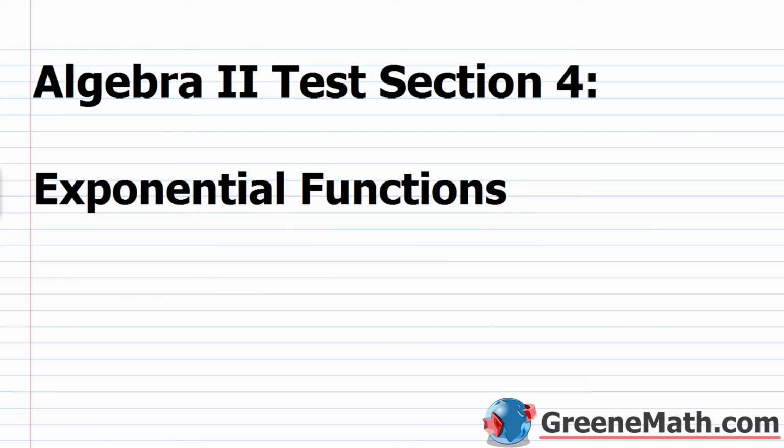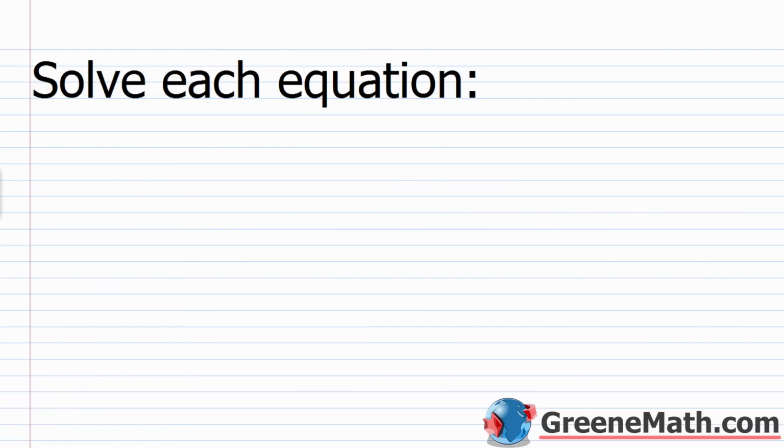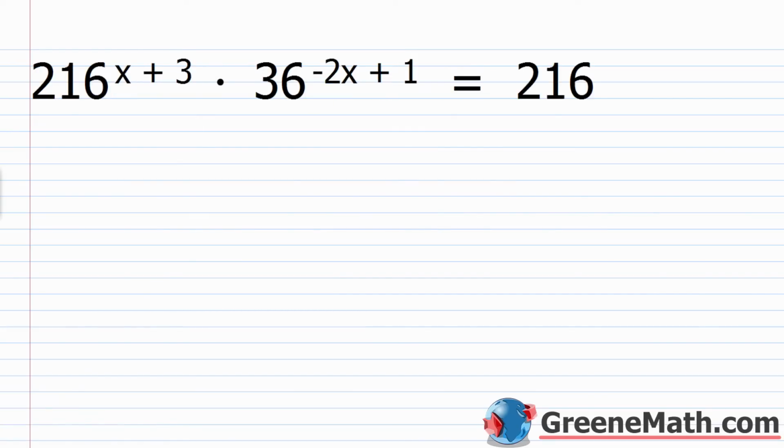Hello and welcome to Algebra 2 Test Section 4 on exponential functions. All right, we want to solve each equation. We're going to take a look at 216 raised to the power of x plus 3 multiplied by 36 raised to the power of negative 2x plus 1, and this equals 216.